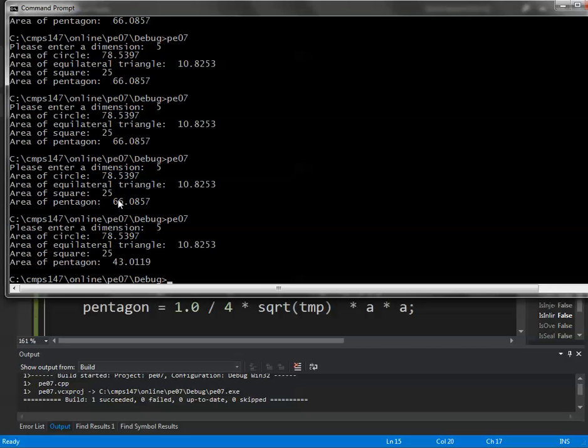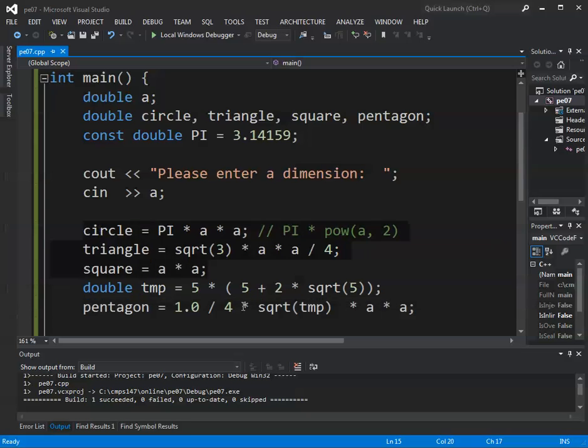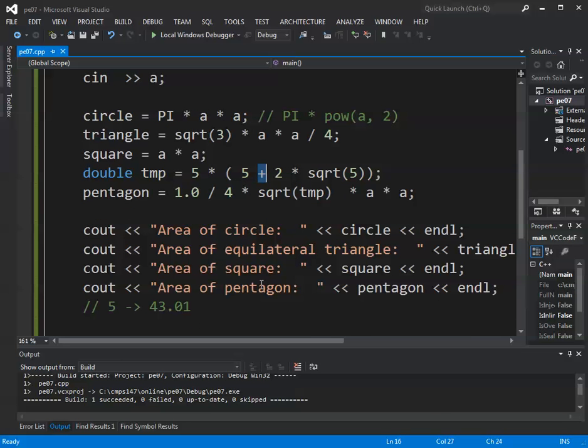If you were to ask me 20 minutes ago what the area of a pentagon is and given me 2 choices, 66.08 or 43.01, I would have had no idea which one was correct. I only knew which one was correct by testing it independently of my program. And I was able to catch a very simple and certainly very bad mistake. All right, so on to the next one.